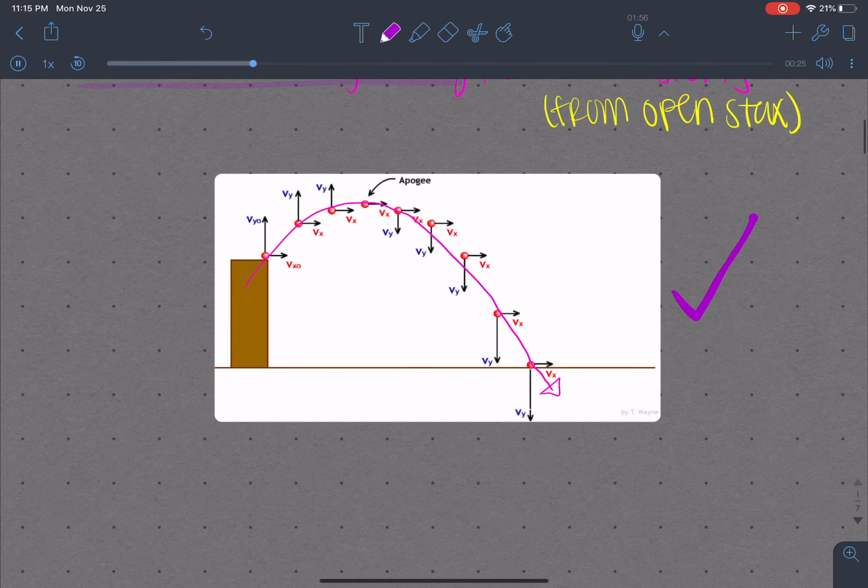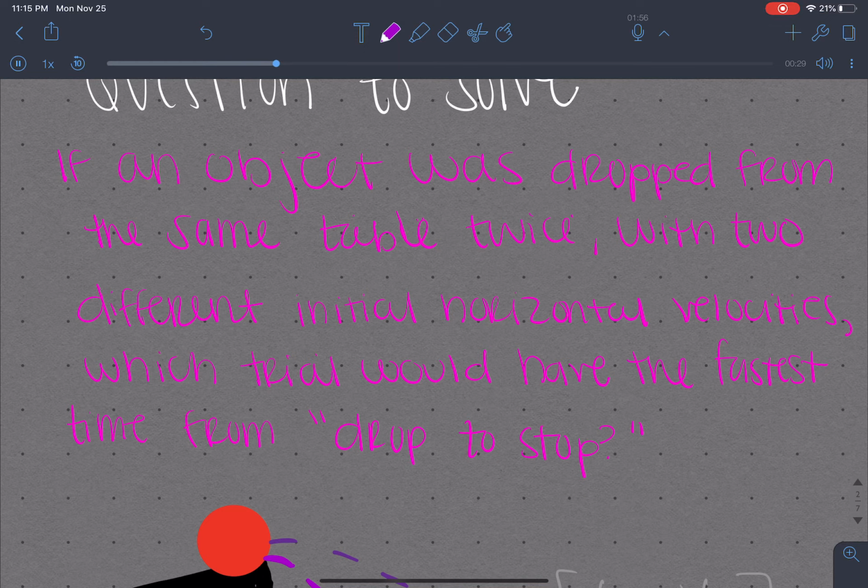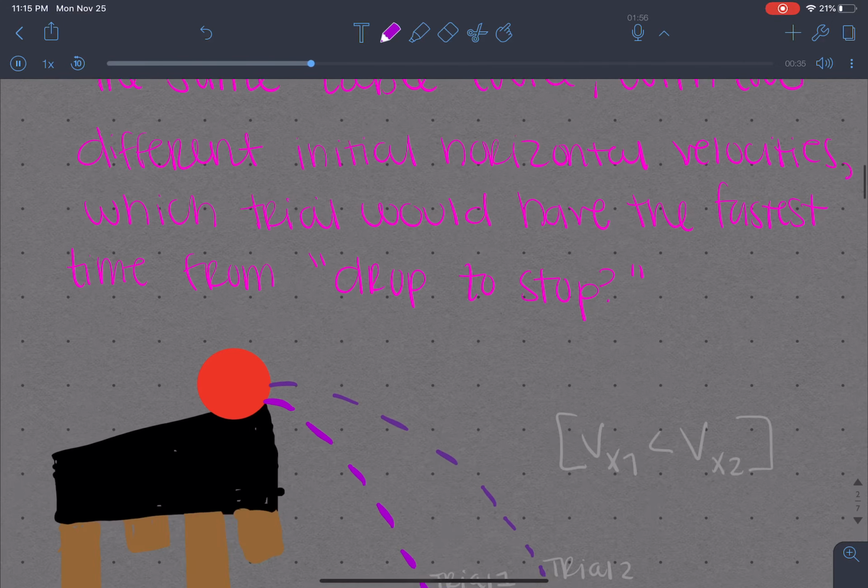So my question to solve today is: if an object was dropped from the same table twice with two different initial horizontal velocities, which trial would have the fastest drop to stop time?